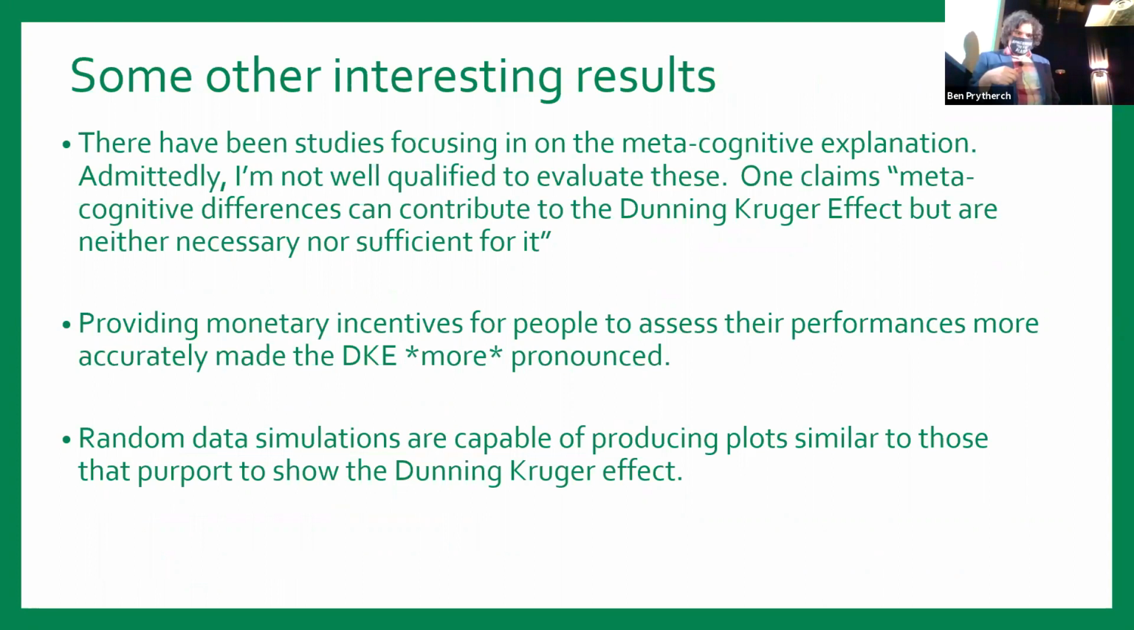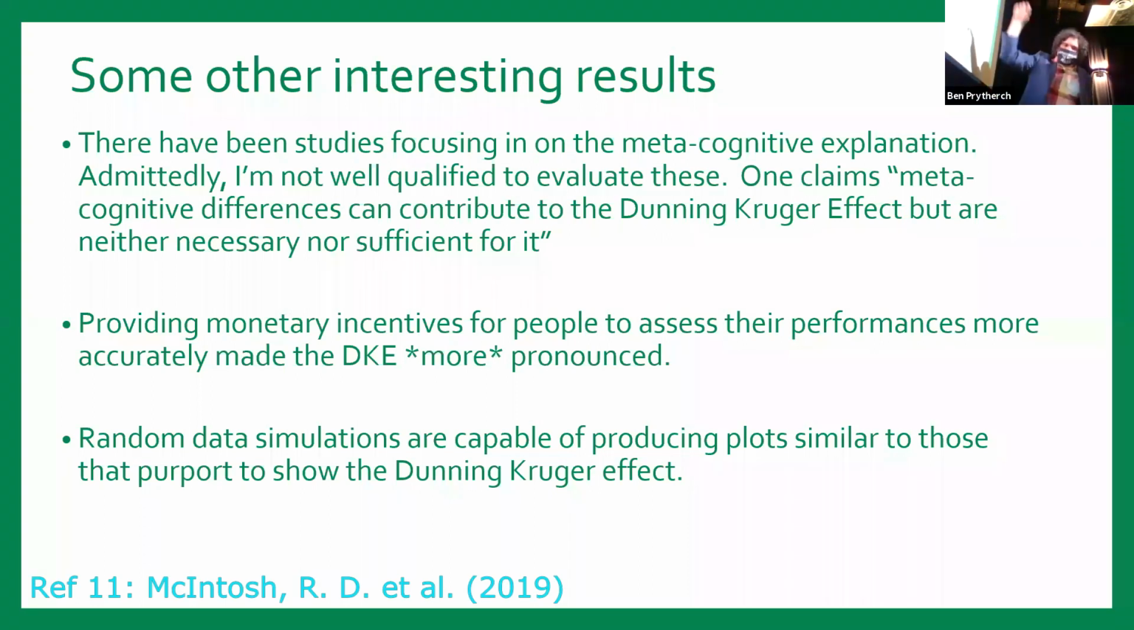Okay, so there have been some other studies, stuff I think is interesting. There's that metacognitive explanation, and I admit I'm not well qualified to assess this: is the explanation for the Dunning-Kruger effect anything to do with your lack of ability or lack of knowledge impeding your ability to assess quality? The dual burden thing. I don't know, but there have been some studies that tried to narrow in on that, and at least somebody claimed that it has an effect, but that it is neither necessary nor sufficient for creating the observed Dunning-Kruger effect.